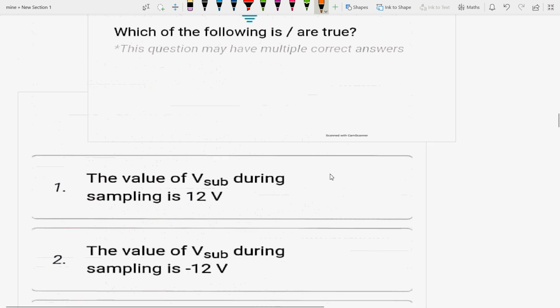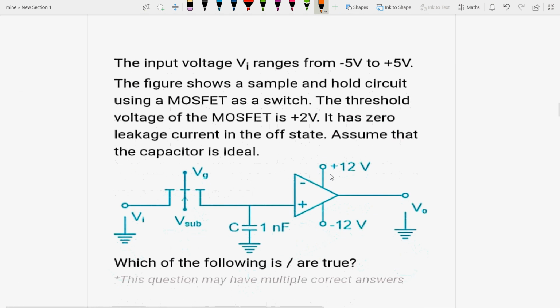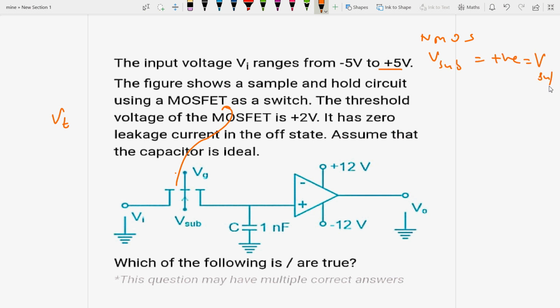okay, the input voltage Vi ranges from minus 5 volt to plus 5 volt. The figure shows a sample and hold circuit using a MOSFET. Okay, this is a MOSFET, and it is using this MOSFET as a switch. The threshold voltage of the MOSFET is 2 volt. It has zero leakage current in the off state, assuming that the capacitor is ideal. So, which of the following is true? See, the given MOSFET is NMOS, right? And the substrate voltage will therefore be positive and equal to supply voltage, right?